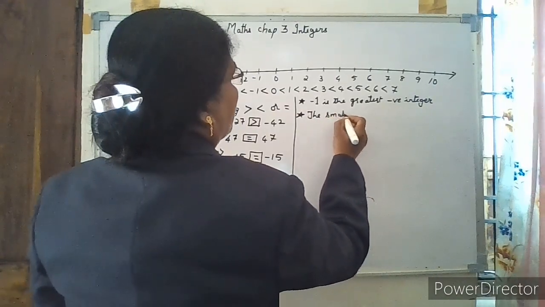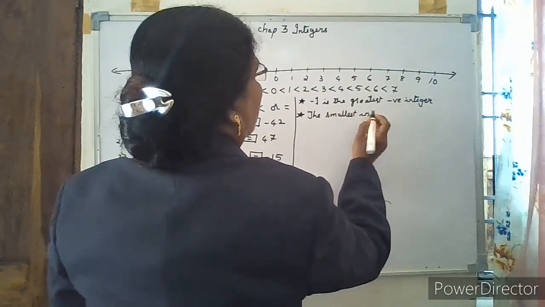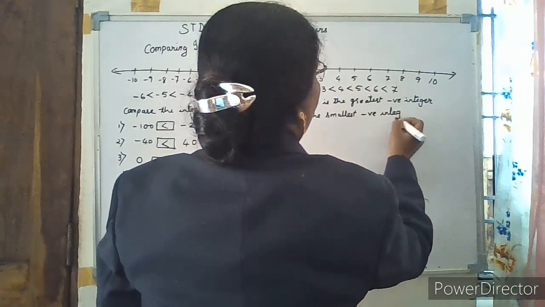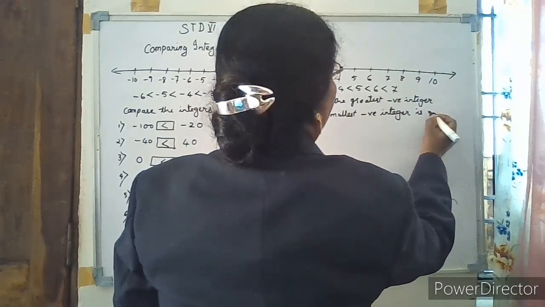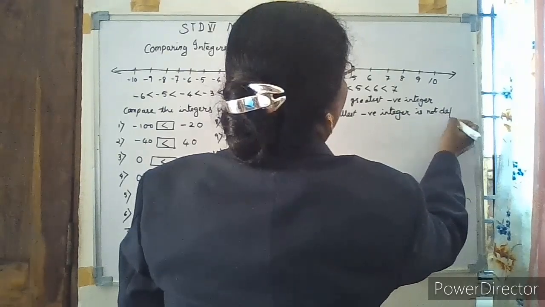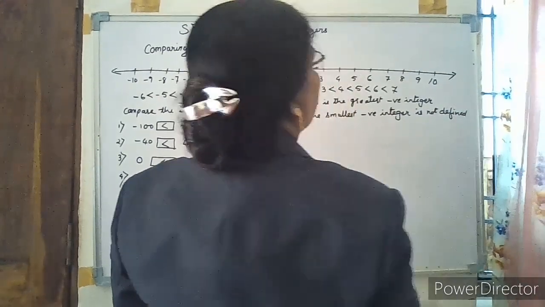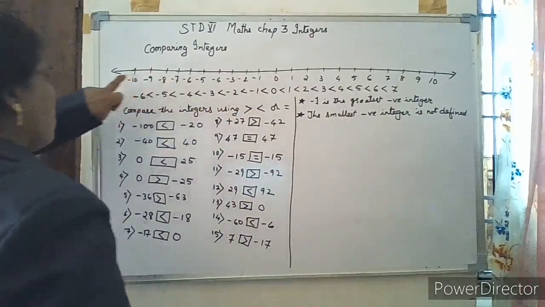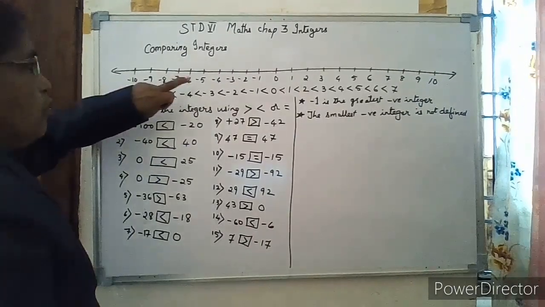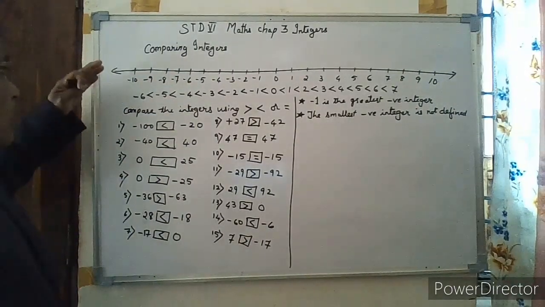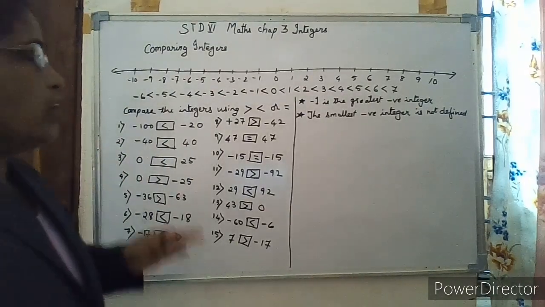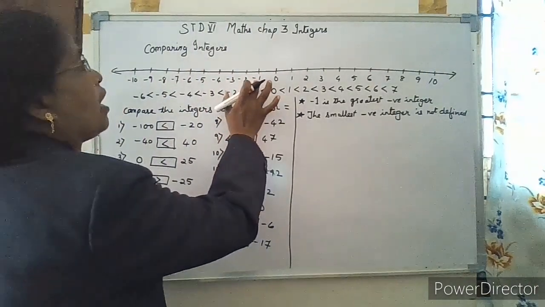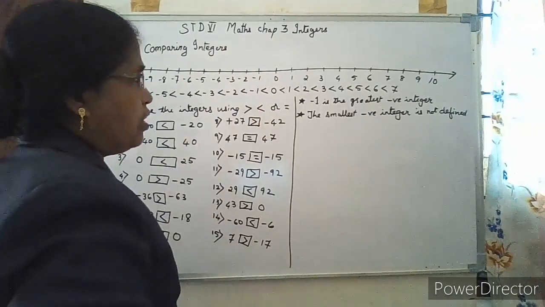The smallest negative integer is not defined. Not defined means we cannot find it, because here negative integers are infinite. The arrow mark is telling you that it is infinite. So the last negative number here we cannot say. Therefore we don't know which is the smallest negative integer. But we know that minus 1 is the greatest negative integer.